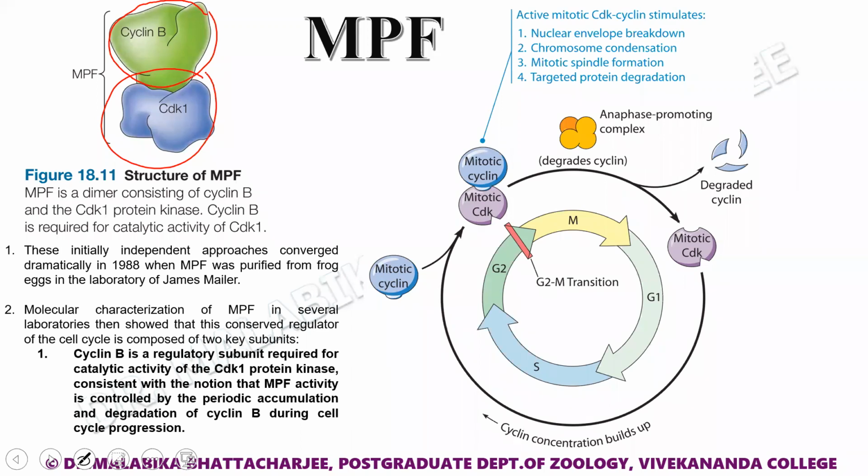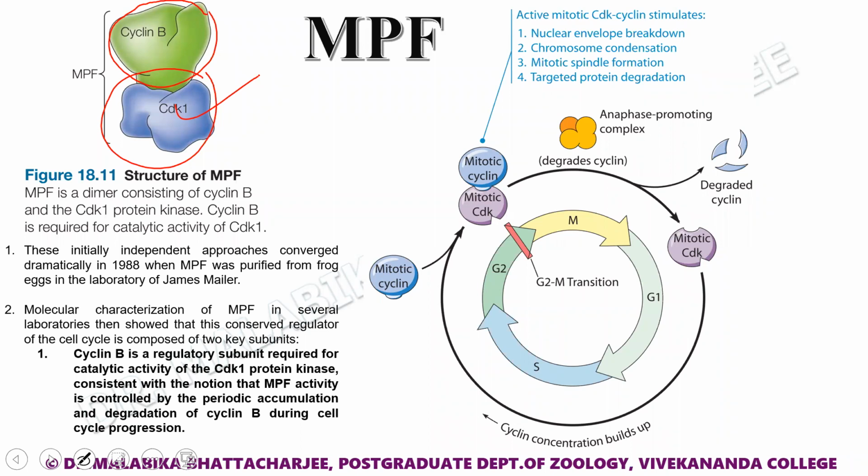It can be synthesized on the basis of certain environmental stimuli and can be very easily degraded. So this is comparatively a stable enzyme part or the catalytic part, which will bring about the phosphorylation of the substrates. Keep it in mind that CDK1 is cyclin dependent kinase. The name suggests that this enzyme's activity is dependent on the cyclin counterpart.